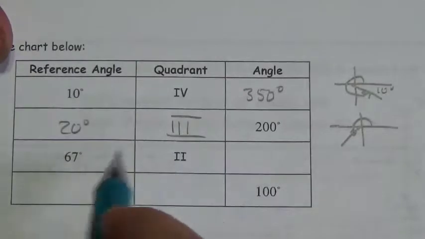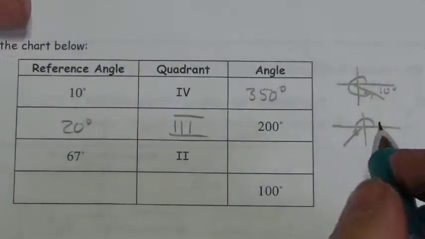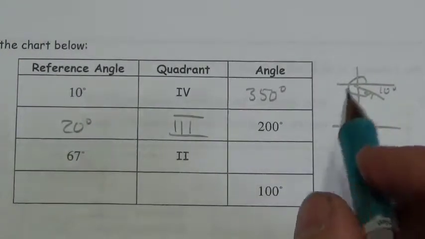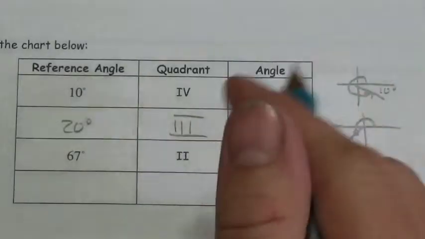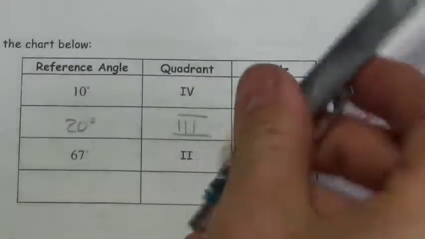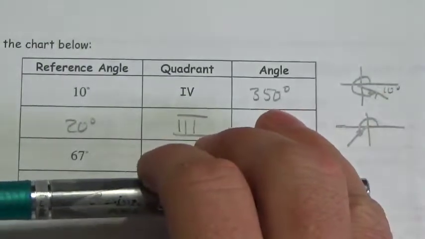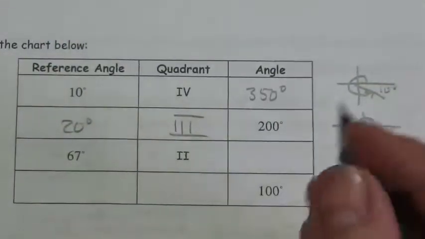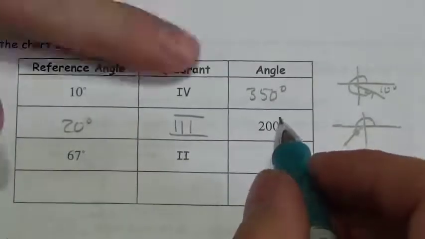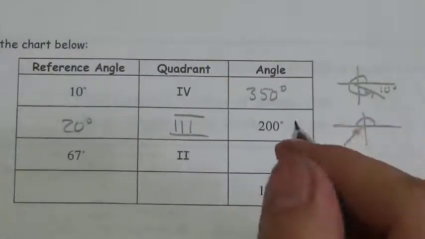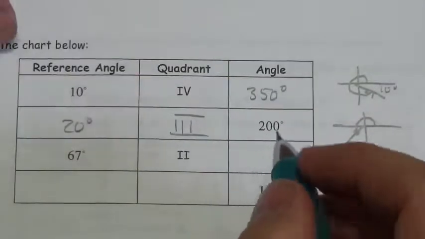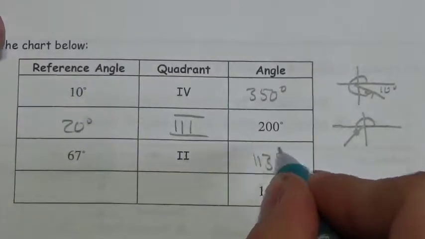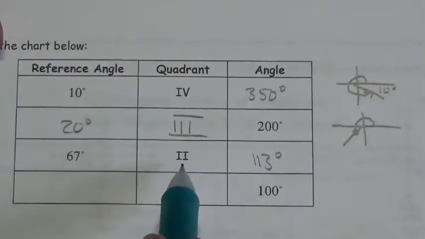Okay, quadrant 2, 67 degrees. Now think about that. What that means is if we're in quadrant 2, we've rotated into quadrant 2, but we're going back 67 degrees. And again, if you're not sure what that's referring to, you can draw that out here, but that should be 180 minus 67, so 113 degrees. And again, the quadrant 2 tells me to do that.